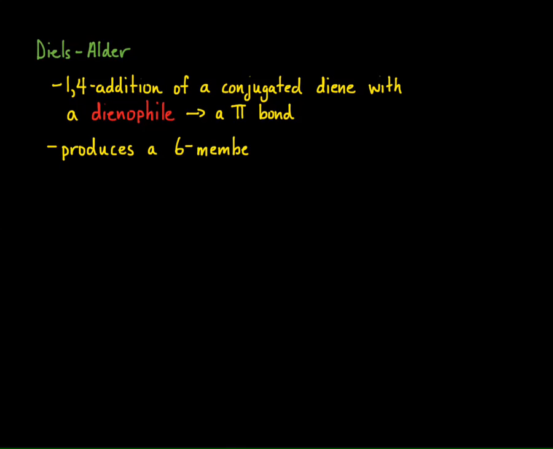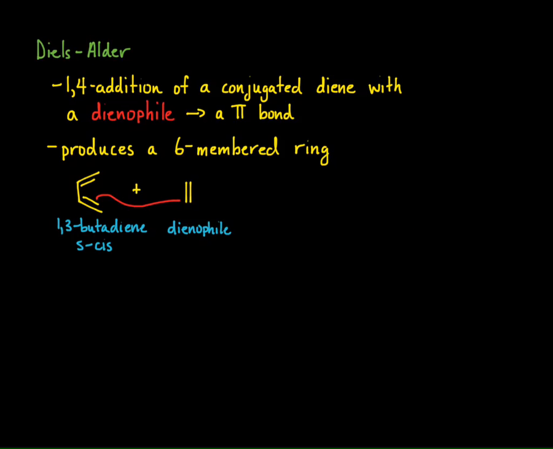So the cool thing about the Diels-Alder reaction is that it produces a six-membered ring. So in the simplest scenario, I take 1,3-butadiene and I react it with a dienophile, namely a pi bond. We'll start off simply with ethylene, right? Notice that the 1,3-butadiene is in the S-cis formation. So I'm reacting it with ethylene, which is my dienophile.